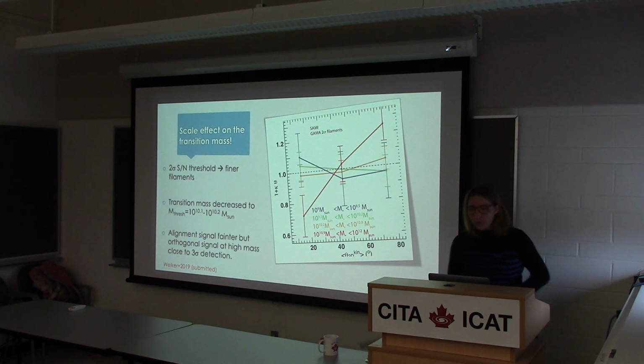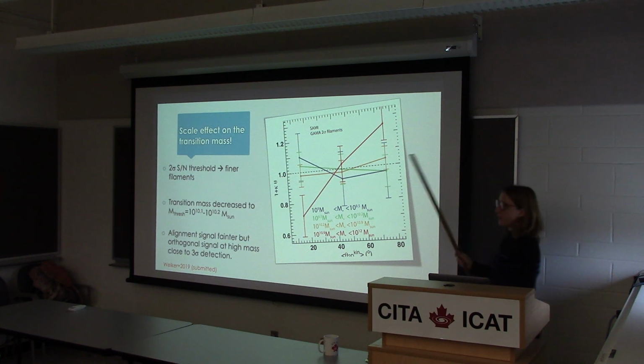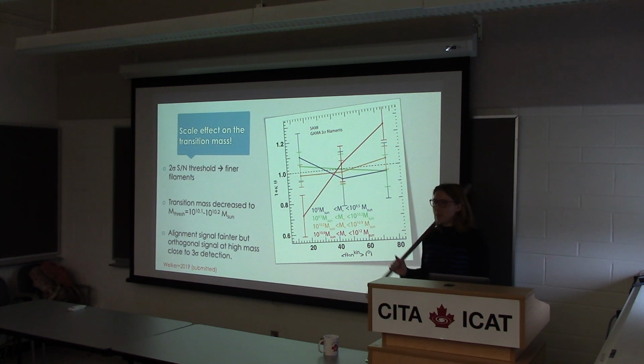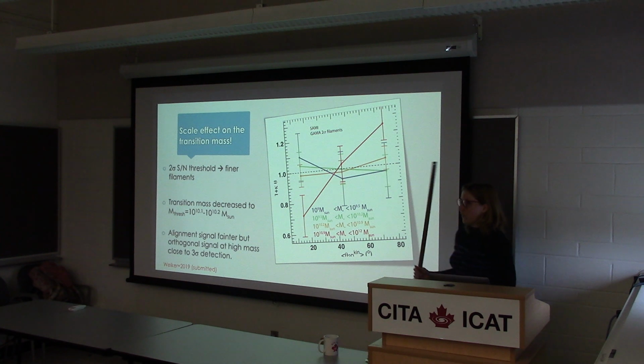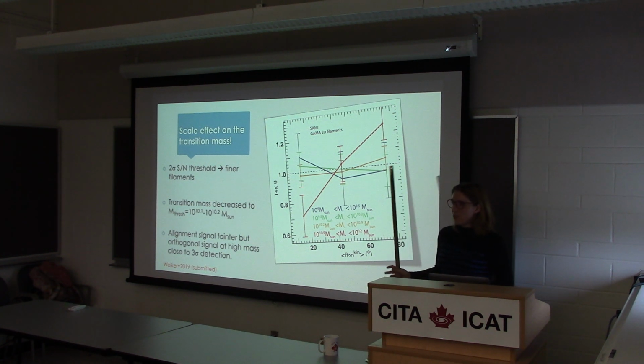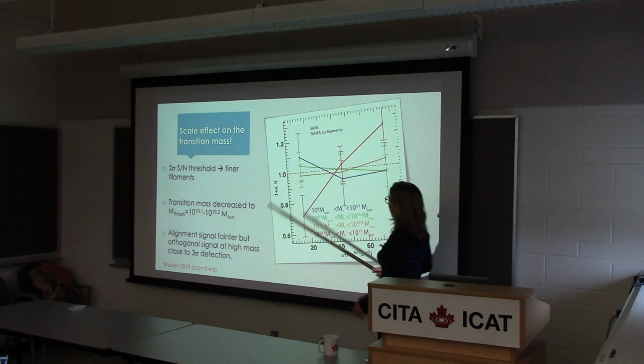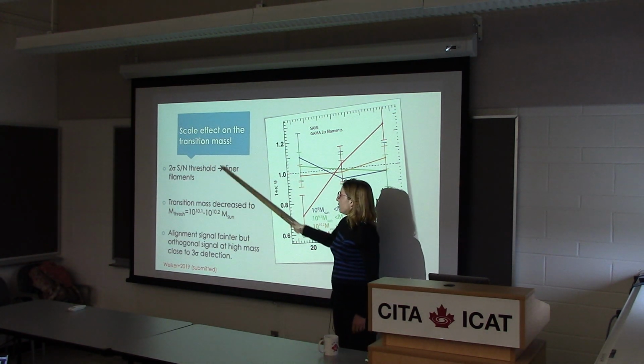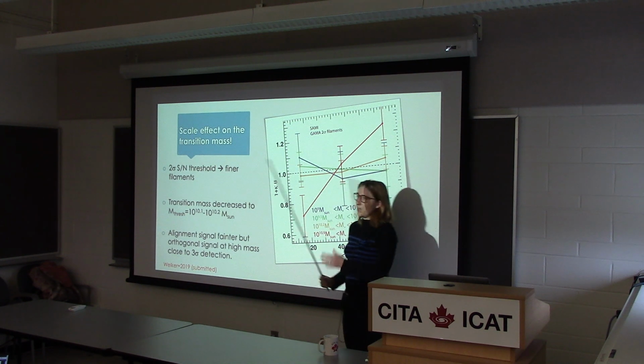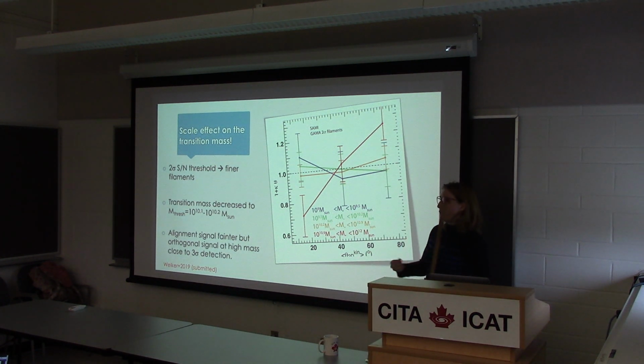Something that I also had a look at was the scale effect on the transition mass. And by scale effect, I mean the scale of the filaments. Filaments are multi-scale in a sense, so you can compute them on a number of different scales. The good thing is GAMA has quite a high number density of galaxies and is very complete, so you can actually try to identify different scales of filament. So here, I lowered the signal over noise threshold to 2 sigma, which means that I included a lot of finer filaments in the study.